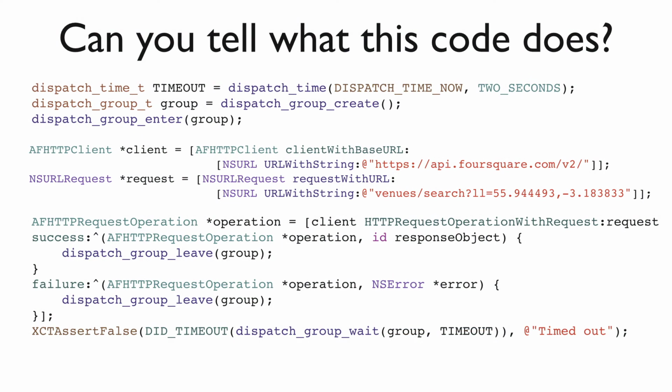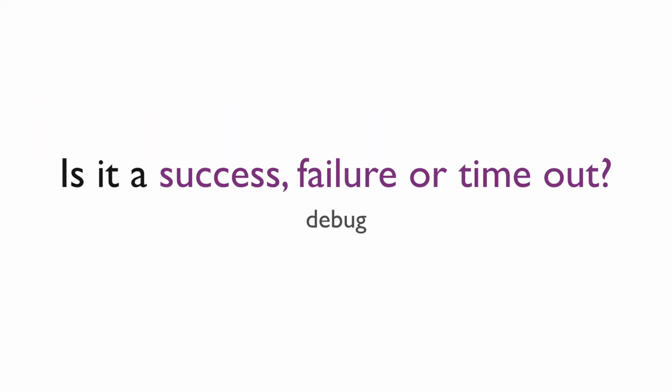It's hard, right? It uses Grand Central Dispatch, it uses AFN, and maybe you're not familiar with the code. It's hard to read through that code and understand what it does. And the question is, is it a success, a failure, or a timeout?